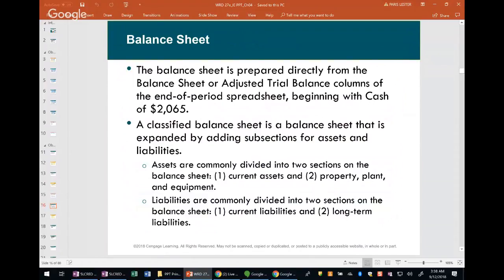Now the balance sheet says the assets are divided in two sections: current, and property, plant, and equipment. Then liabilities, current and long term. Now, a current liability is something that has to be paid within a year. A long term is over a year. And that's called a classified balance sheet.